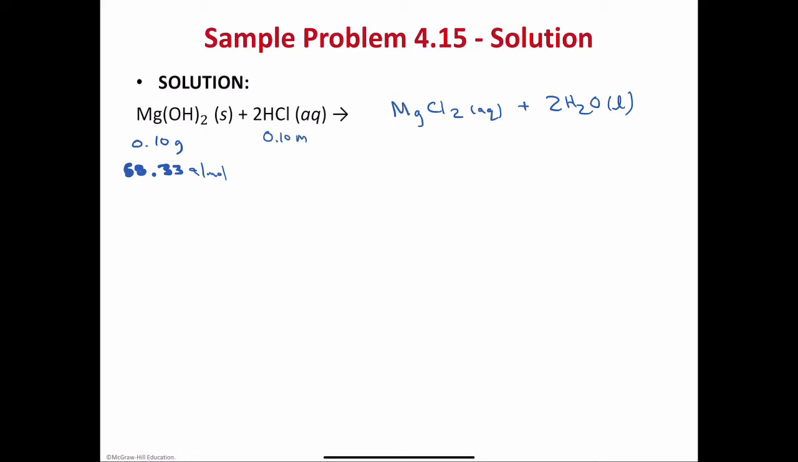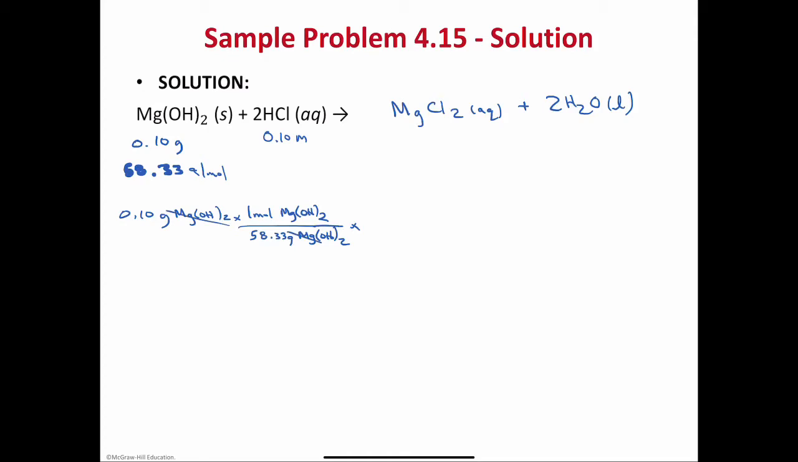So using this information, I'm going to start with the mass of my magnesium hydroxide. So I have 0.10 grams of my magnesium hydroxide. And I know that in 1 mole of magnesium hydroxide, I have 58.33 grams of magnesium hydroxide. Again, I just calculated that formula mass based off of the periodic table.